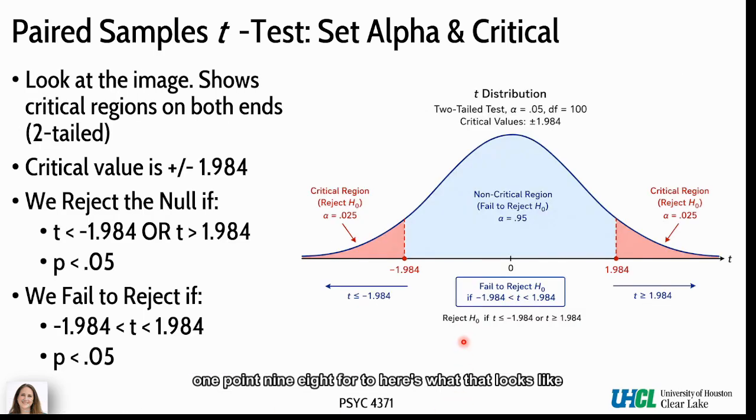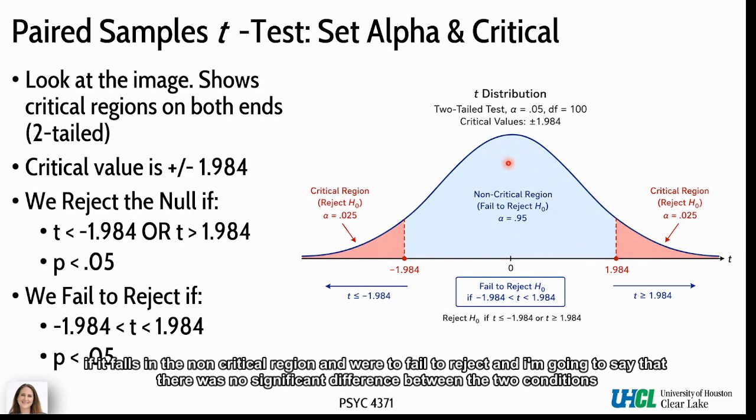So here's what that looks like, right? I've got my t-distribution. It's a two-tailed test. Alpha is 0.05 with degrees of freedom of 100. My corresponding critical values are plus or minus 1.984. There's my negative 1.984. There's my positive 1.984. So I'm going to reject the null if my score, if my difference in my means falls in one of these two critical regions. If it falls in the non-critical region, I'm going to fail to reject, and I'm going to say that there was no significant difference between the two conditions.